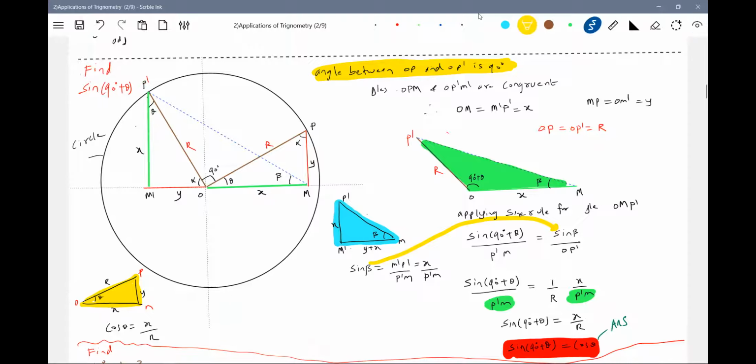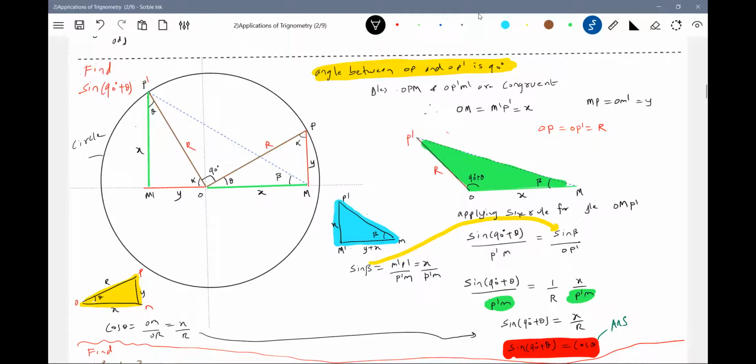Look at this part here. Cos theta, what can you write? Adjacent OM by OP. OM is X by R. So what we needed, what is X by R? X by R, I can replace here. So sine of 90 plus theta, finally what do we end up with? Equal to cos theta.